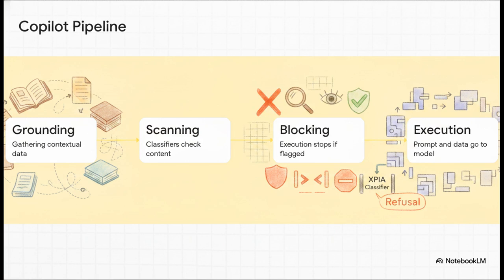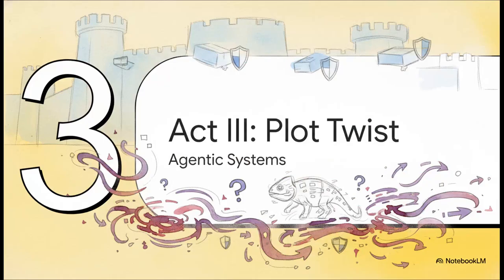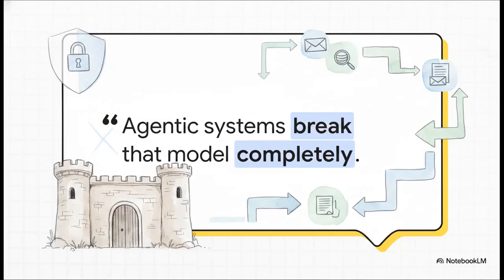This XPIA classifier acts as a pre-execution gate, and honestly, for a standard single-input interaction, this static fortress works beautifully. It's essentially a solved problem. But get ready, because here is Act 3, the plot twist. Agentic systems break that model completely. That is a profound shift.